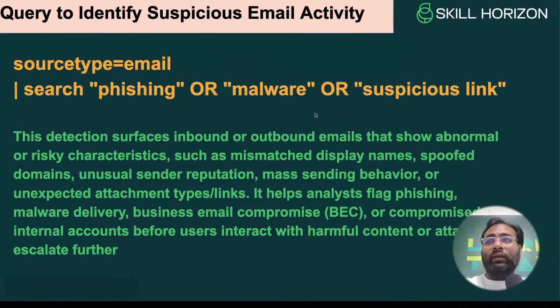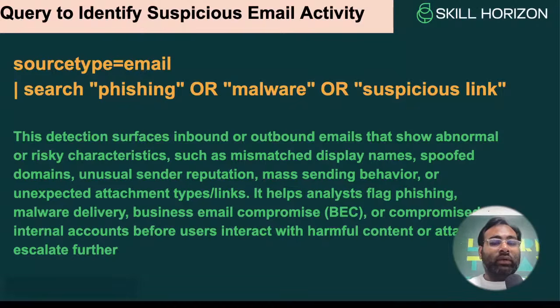The next we have is email activity, any suspicious email activity. Emails are very important in the organization. So this detection basically surfaces or highlights inbound or outbound emails that show abnormal risky characteristics such as mismatched display names, spoofed domains, unusual sender reputations, mass sending behavior, or unexpected attachments.